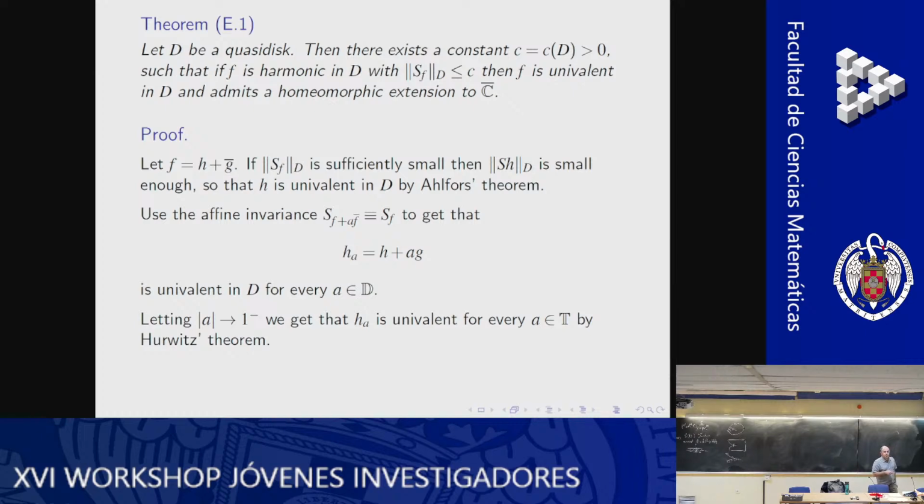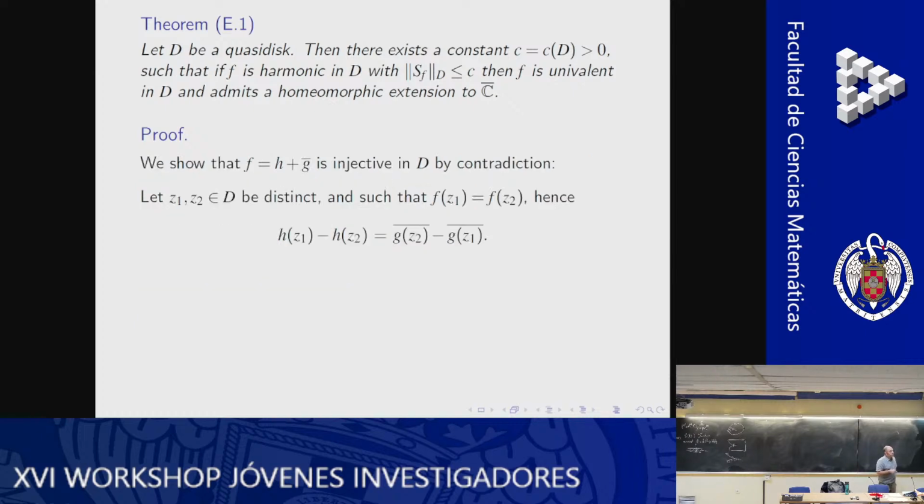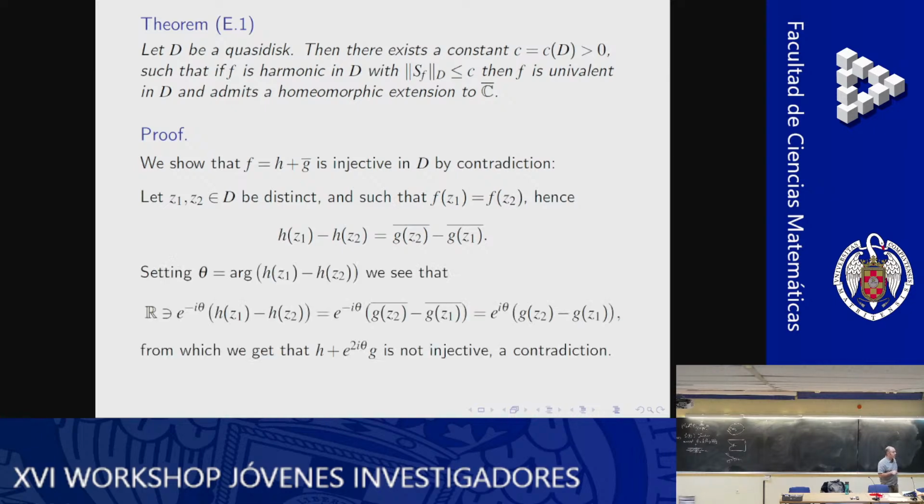We go by contradiction. Say that F is not injective. Therefore, there are 2 points in the domain D where F coincides. Rearrange this equality so that h is on the left-hand side and g bar is on the right-hand side. We've seen that h is univalent, so on the left-hand side, that's a non-zero number. So it has a well-defined argument.